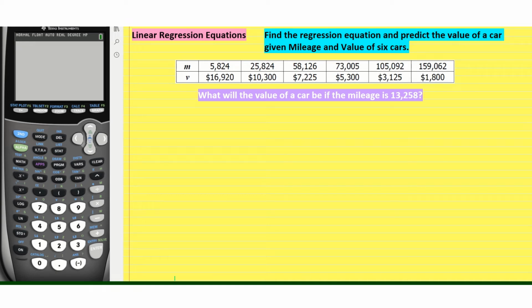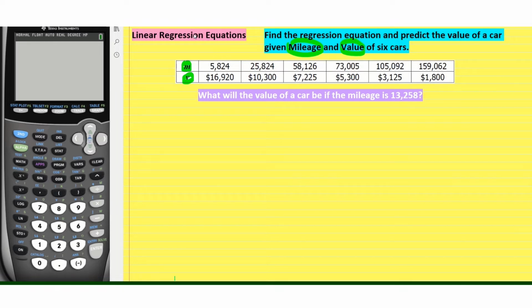In this video, we are going to find the regression equation and predict the value of a car given the mileage and value of 6 cars that were recently traded in. We must look at our data. We notice that we have 2 streams of data. We've got the M, which stands for the mileage, and we also have the V, which stands for the value.